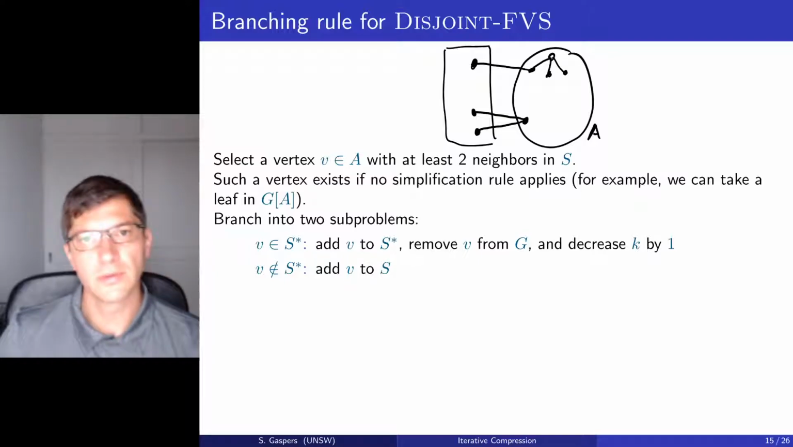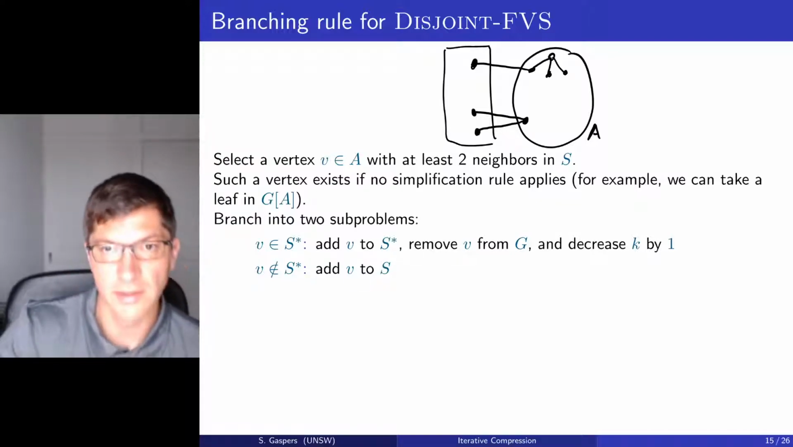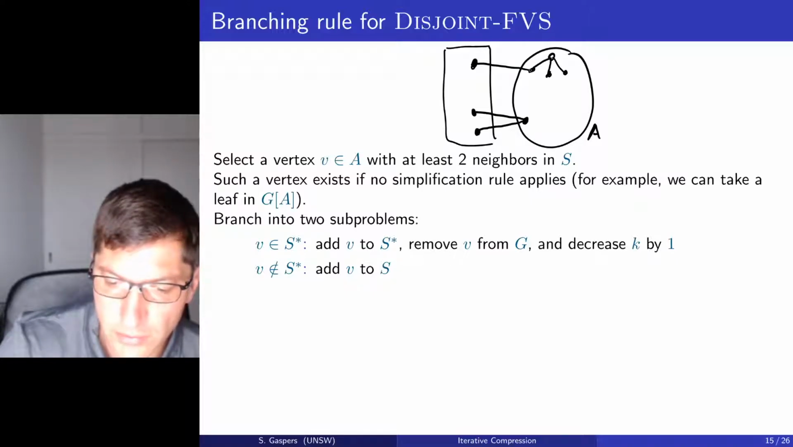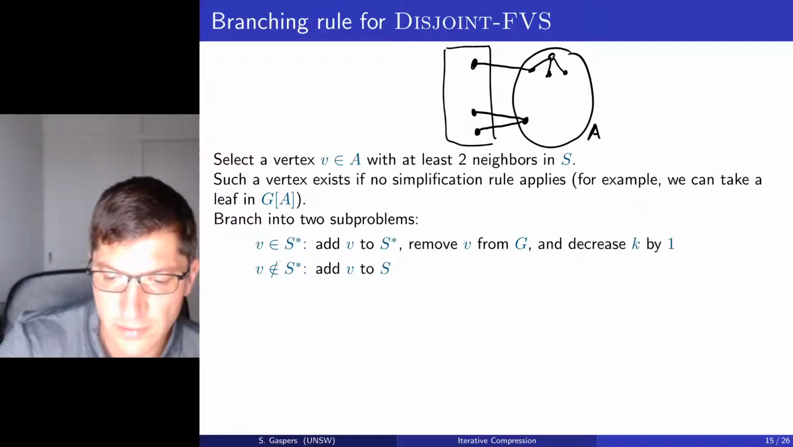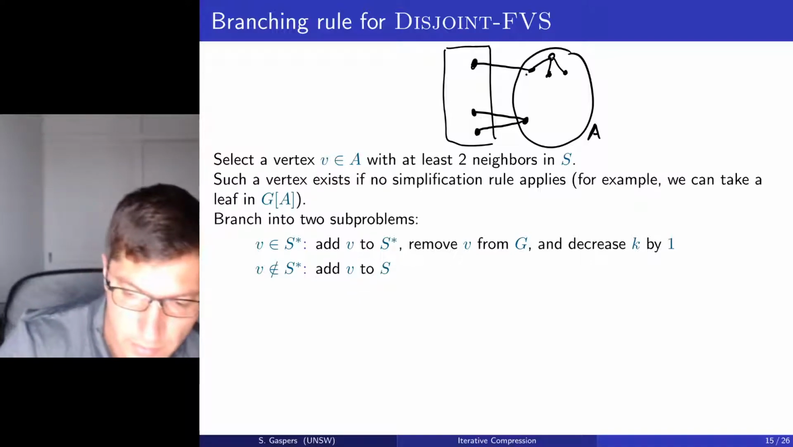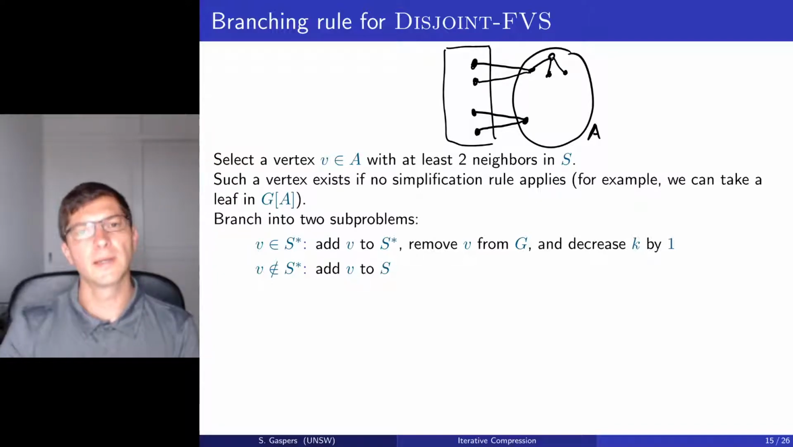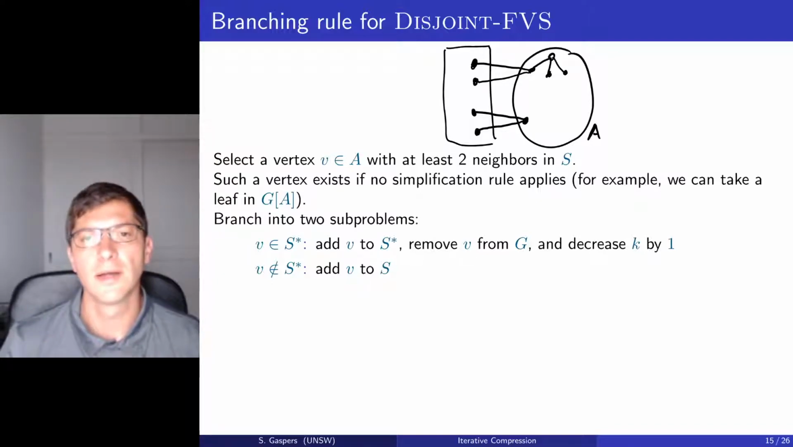Okay, and we also know that the degree at most 2 rule, or the degree 2 rule, cannot be applied because our instance is simplified. So it cannot be the case that the degree of this vertex is 2 and one of its neighbors is in A. So that means it must have another neighbor in S. So now we get at least one vertex that has at least 2 neighbors in S.